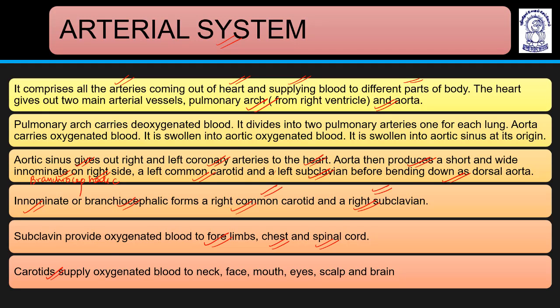Carotid arteries supply oxygenated blood to the neck, face, mouth, eyes, scalp, and brain. So the subclavian artery provides oxygenated blood to forelimbs, chest, and spinal cord. Common carotid arteries supply oxygenated blood to neck, face, mouth, eyes, scalp, and brain.